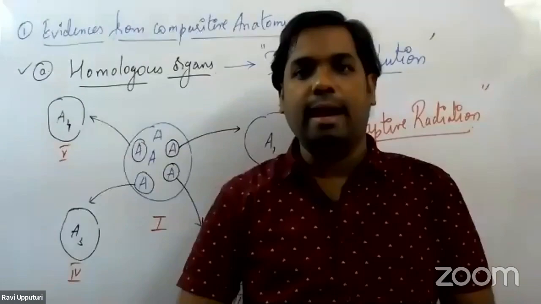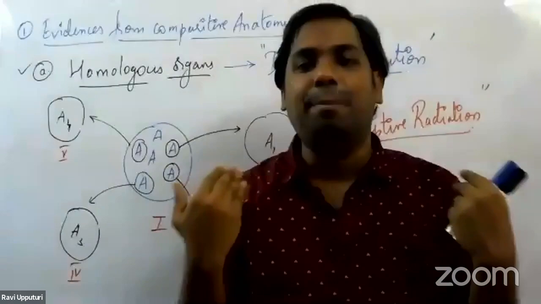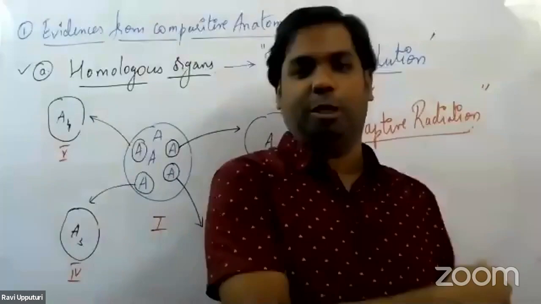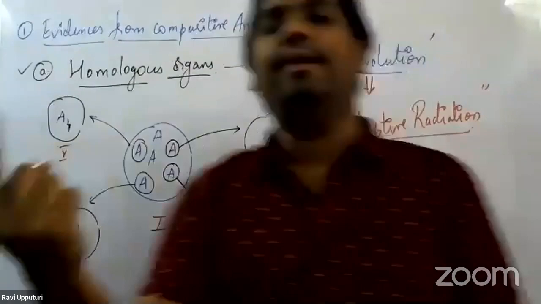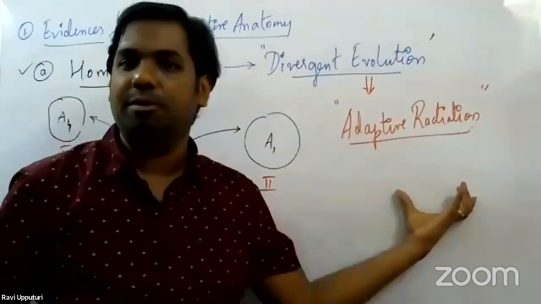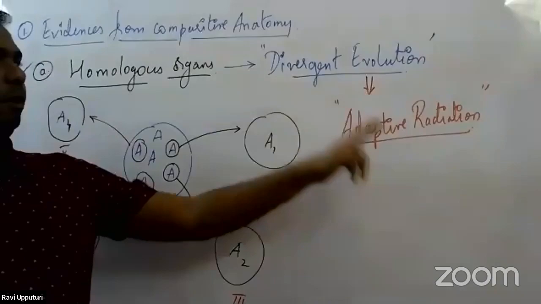Because of these adaptations, it is now leading to the evolution of new species. This is what we refer to as adaptive radiation. Homologous organs would lead to divergent evolution. If more than one divergent evolution occurs in a particular population, it would lead to adaptive radiation. So this is what we have with homologous organs, divergent evolution as well as adaptive radiation. You need to remember all of these important ones.